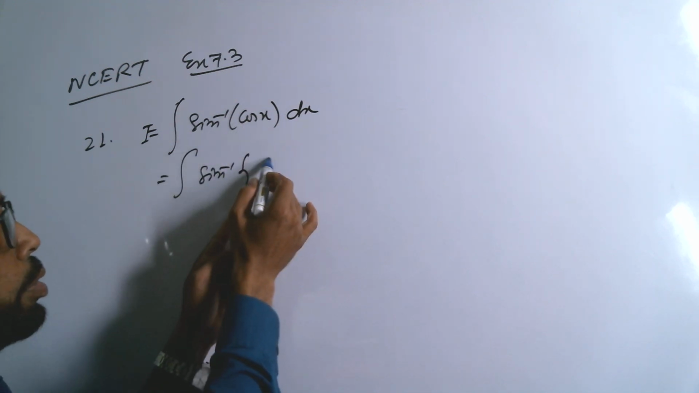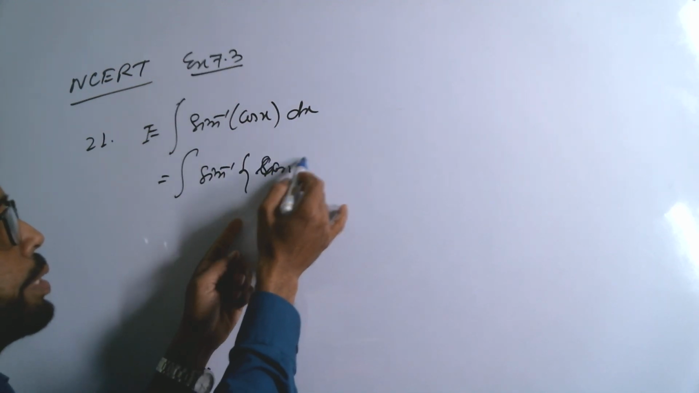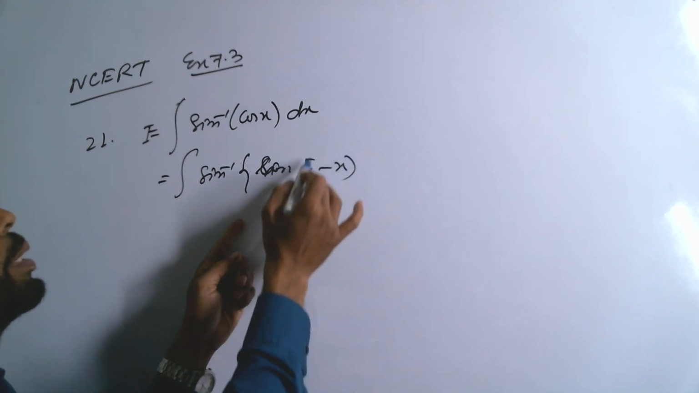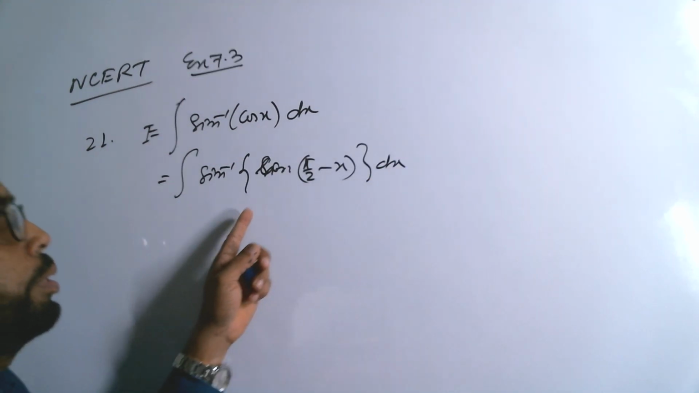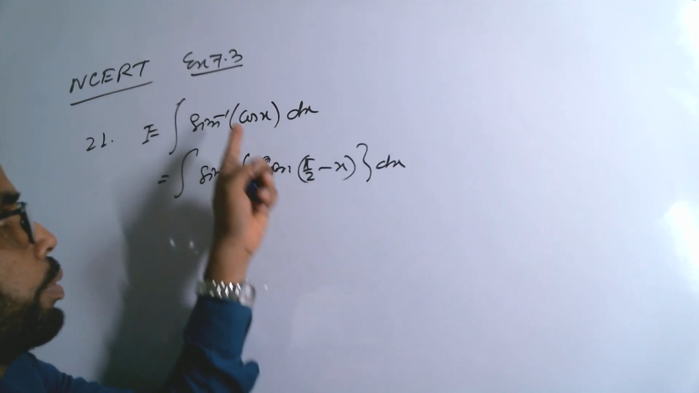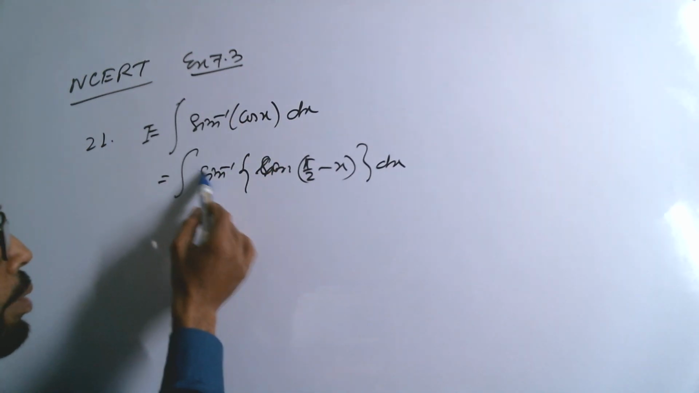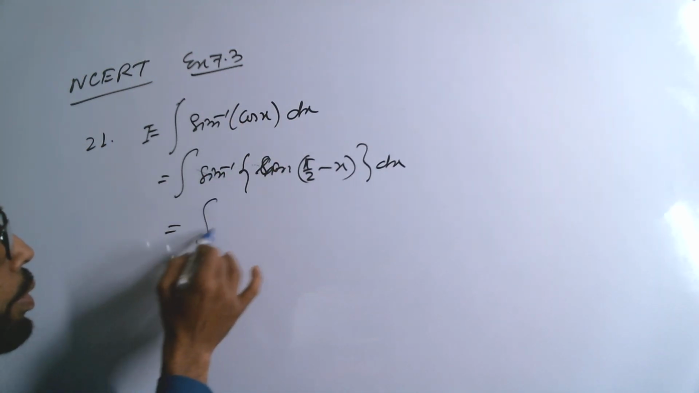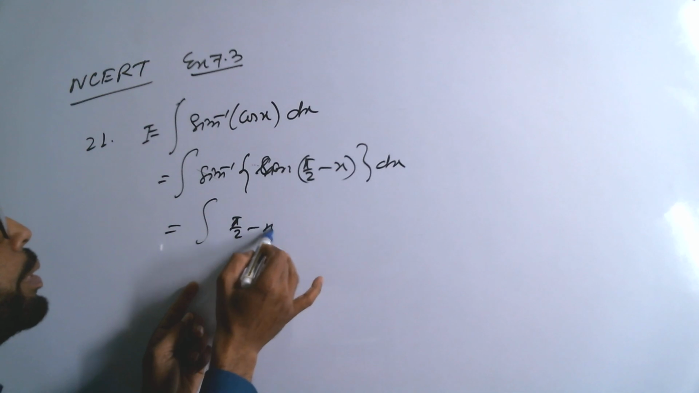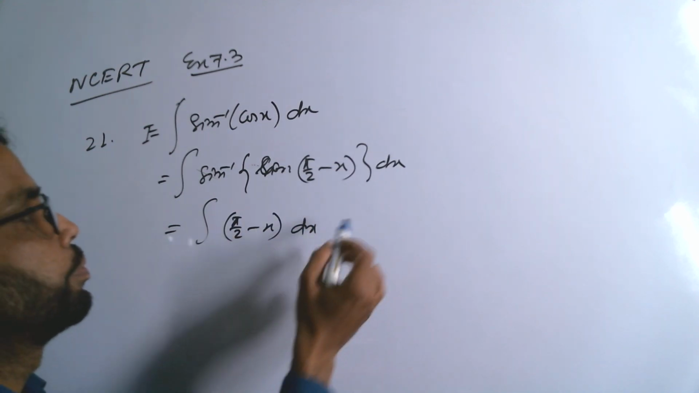This cos can be converted into sin. Sin of pi by 2 minus x, the multiple angle formula, you know. Sin 90 minus theta is cos theta, and then sine inverse sine cancel, remaining pi by 2 minus x.